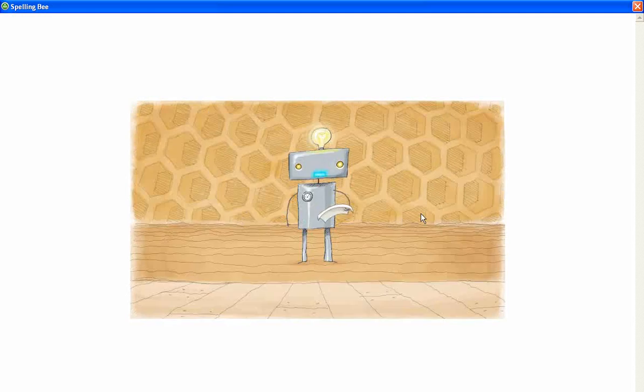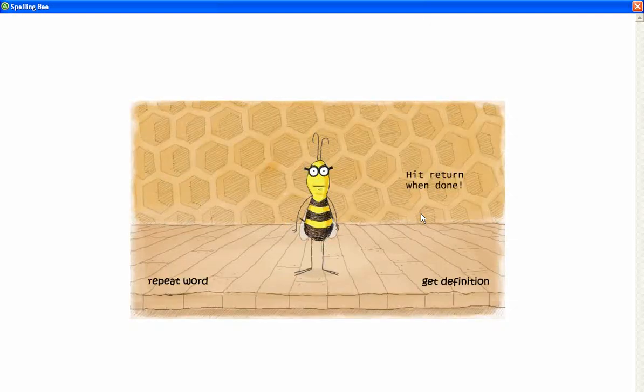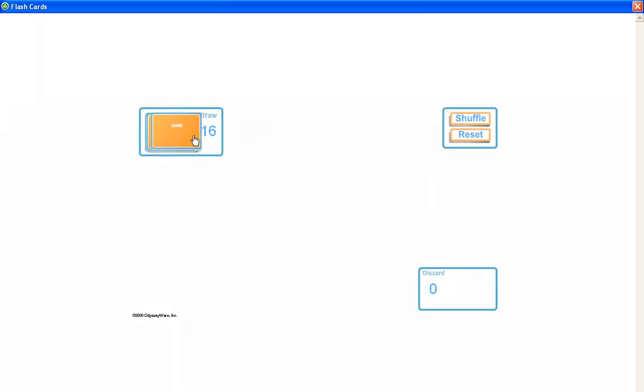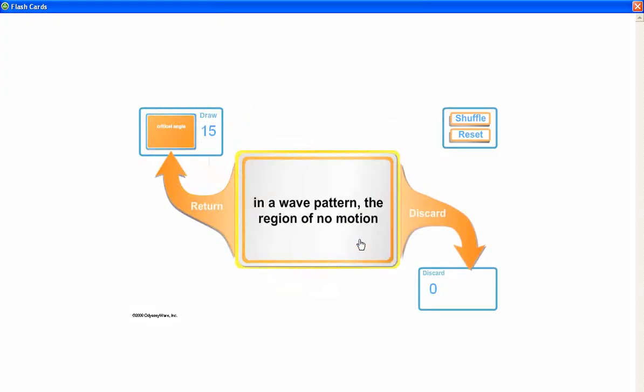Spell the word reflected wave. R-E-F-L-E-C-T-E-D space W-A-V-E. Flashcards allow students to easily review the words and their definitions.